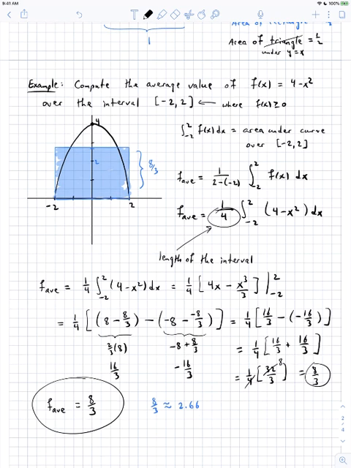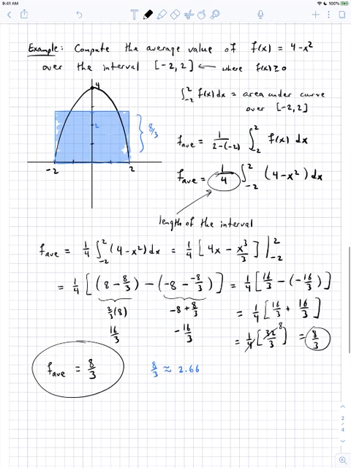So far we've looked at examples where the function is positive, and the value of having a positive function is that you can have a geometric interpretation of the average value in terms of areas underneath the curve and areas of rectangles. But you can compute the average value for any function. It doesn't have to be a positive function. Let's look at another example.